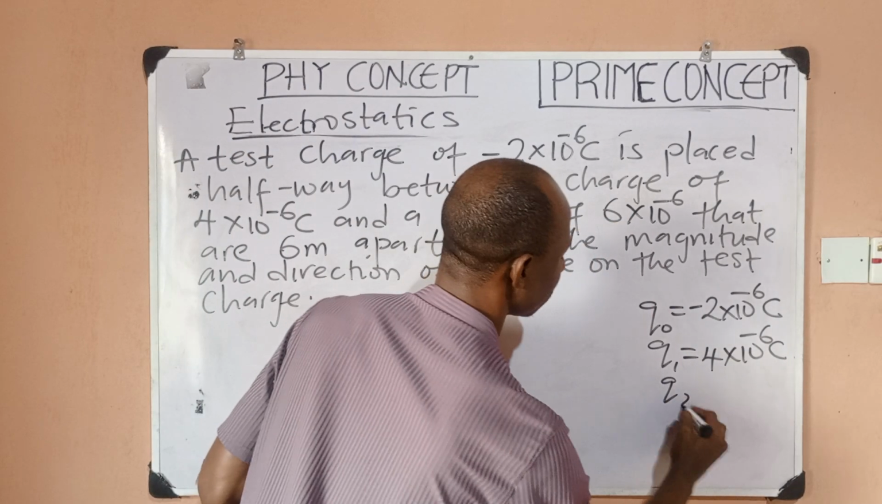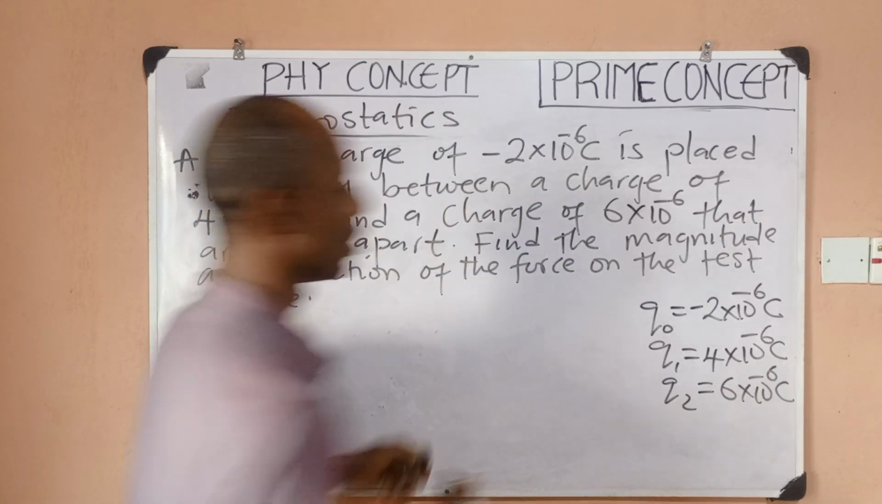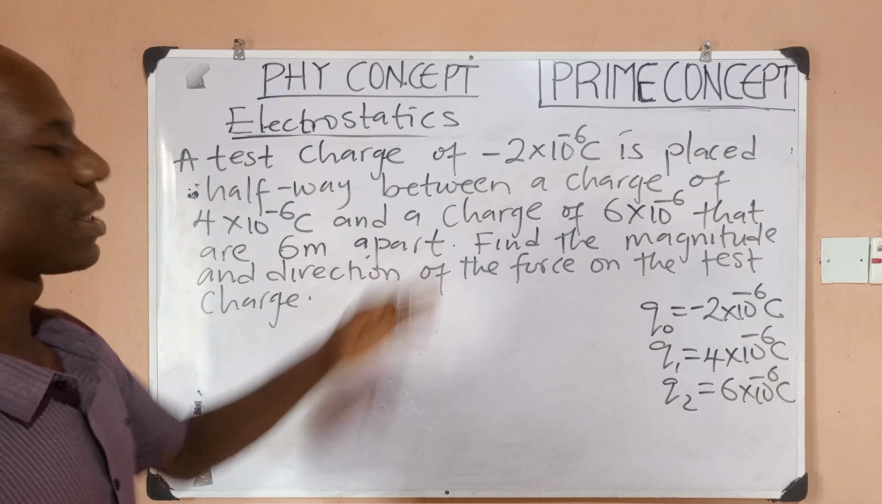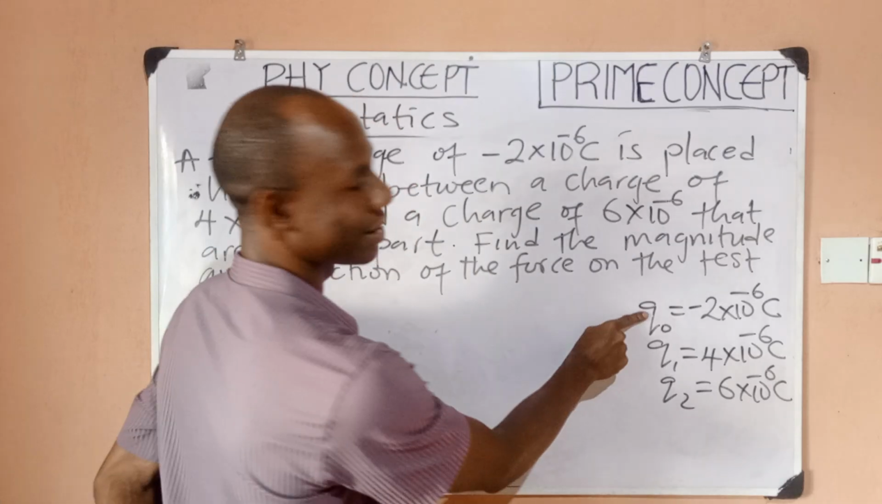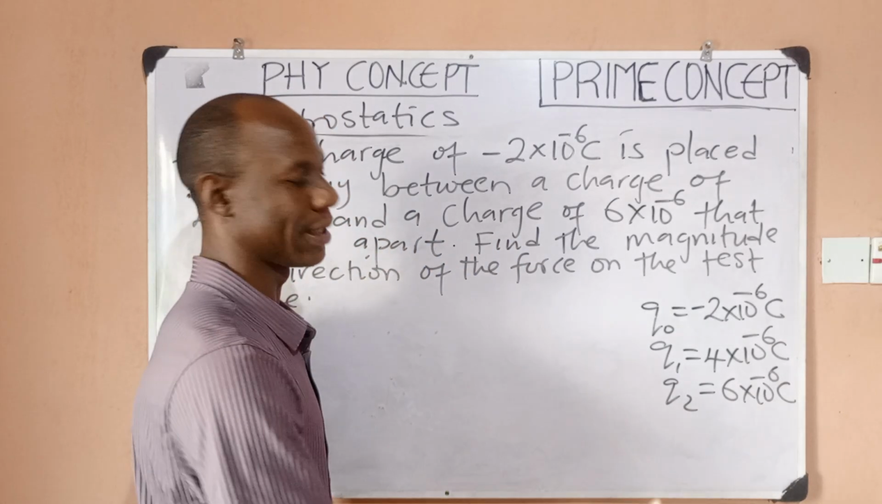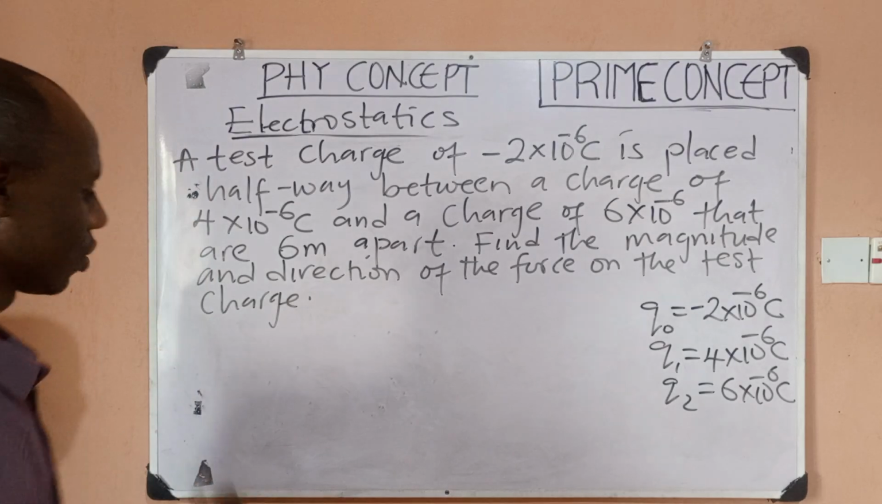So Q2, 6 times 10 to the power minus 6 Coulomb. So Q2 is also positive, right? That are 6 meters apart. So what is the question saying? That Q naught, which is a test charge, is placed halfway. Halfway means at the center. It's placed halfway between Q1 and Q2. So we're going to draw the diagram.